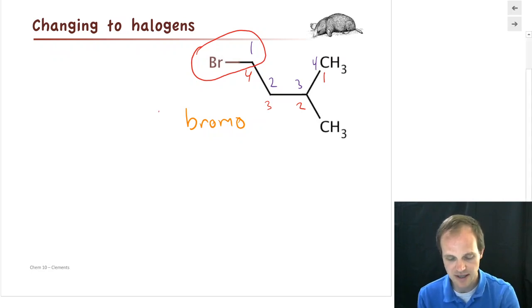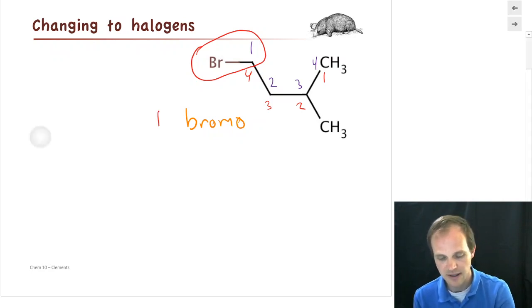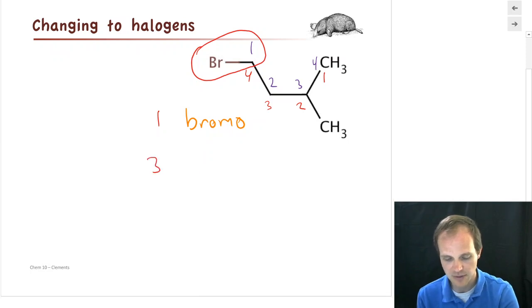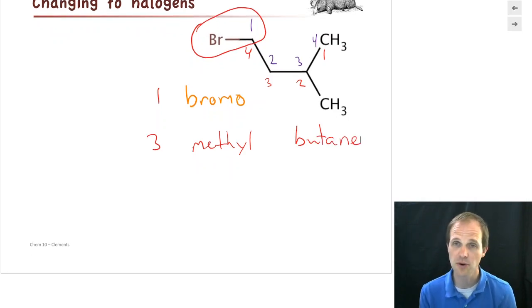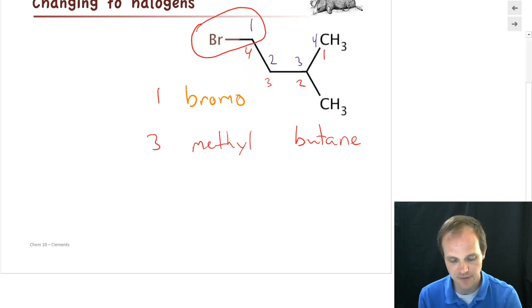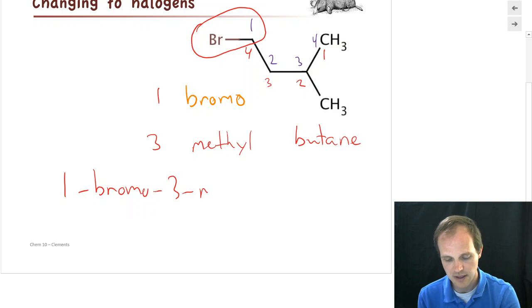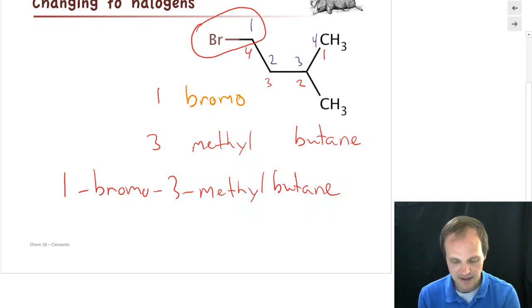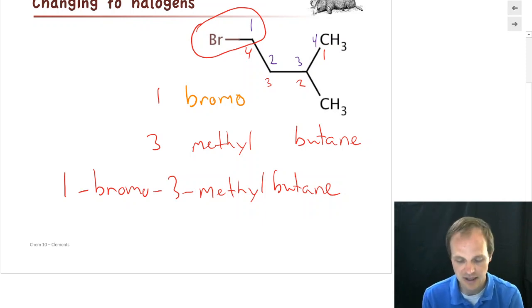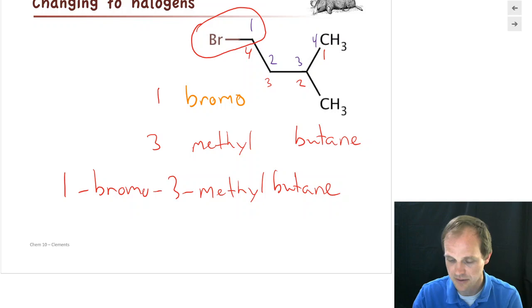So we're going to list these. We've got 1 bromo, nothing on number 2. On number 3, we've got a methyl. And with 4 carbons, it's going to be some sort of butane. How do we put those together? The bromo in this case is first because it comes first alphabetically. And we say 1-bromo-3-methylbutane. And so 1-bromo-3-methylbutane is what we'd name this molecule.